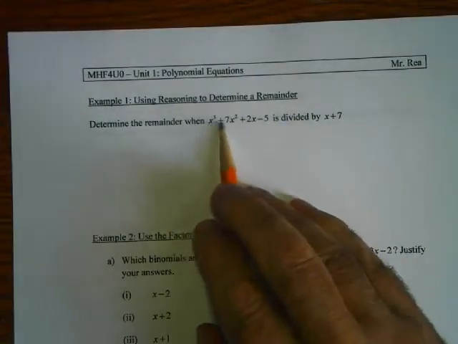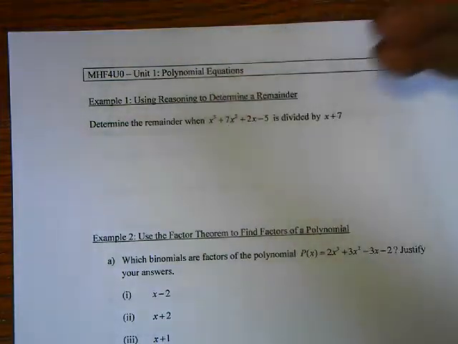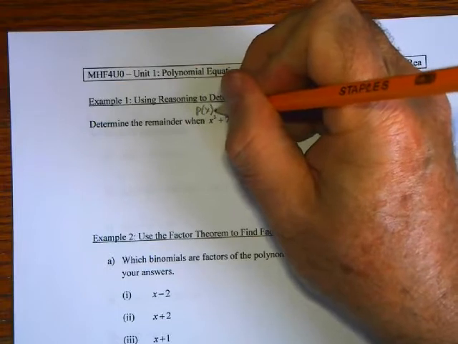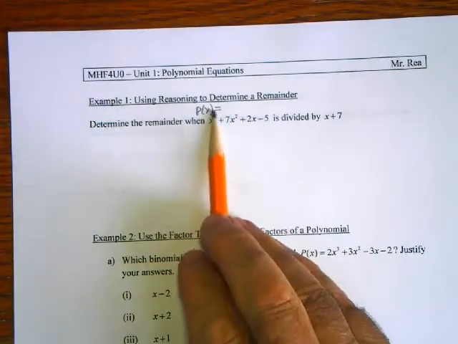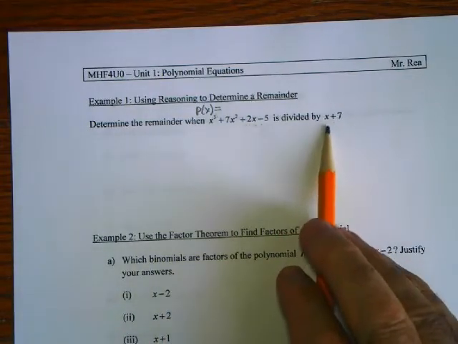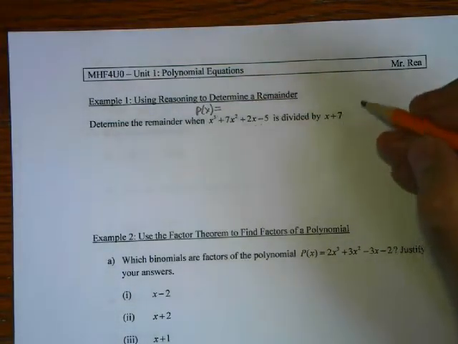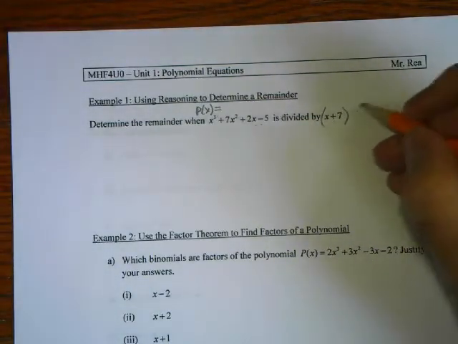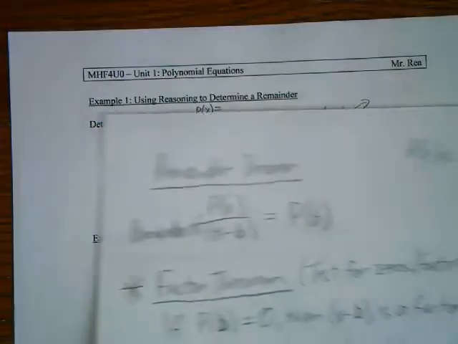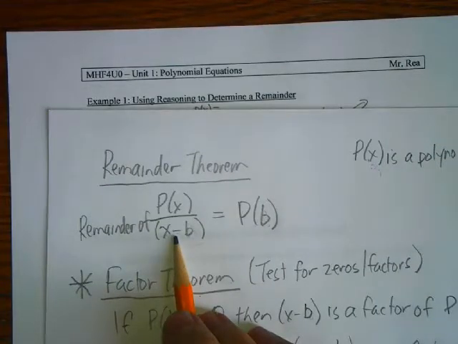Now, this isn't actually written as a function, so I would like to put it in function notation, so it's not just an expression. So p of x is equal to that, and we're dividing by that possible linear factor. Remember, we have to get it in the form x minus b.